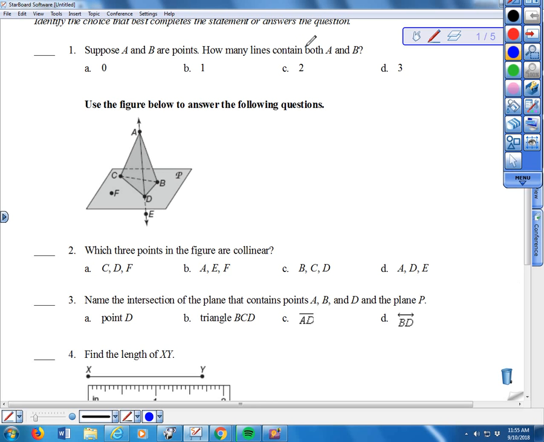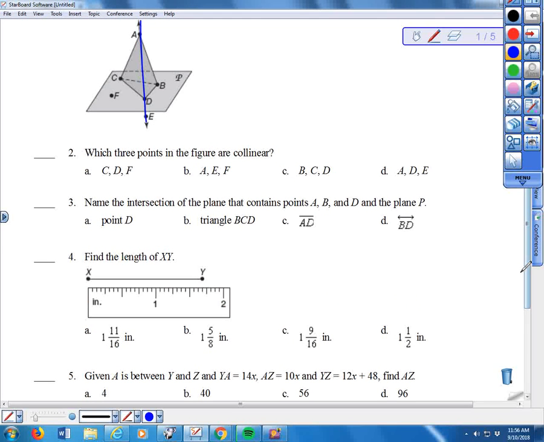Okay, next, which 3 points in the figure are collinear? What does collinear mean again? On the same line? Yeah. Points A, D, and E form this line. None of the other 3 points make a line.